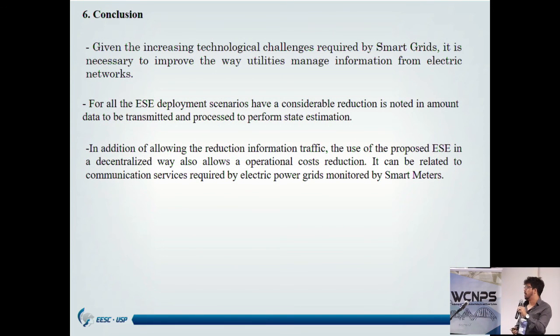Conclusions. Given the increasing technological challenge required by smart grids, it's necessary to improve the way utilities manage information for electrical networks. For all the ESE deployment scenarios, however, a considerable reduction is noted in the amount of data to be transmitted and processed to perform state estimation. In addition to allowing the reduction of information traffic, using the proposed ESE in a decentralized way also allows operation cost reduction.